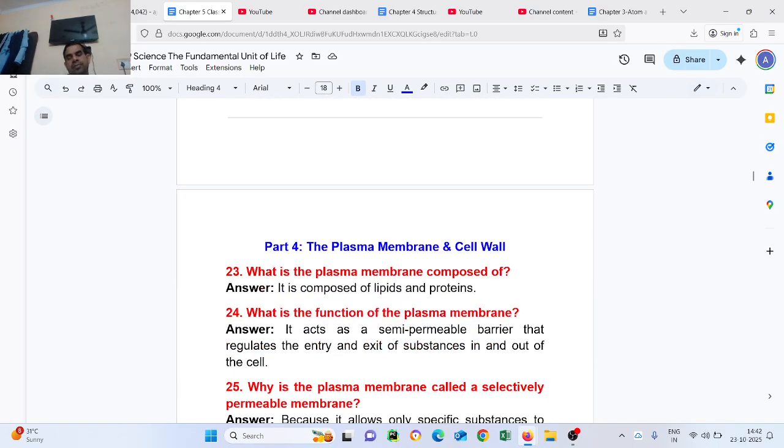Now move to part 4, the plasma membrane and cell wall related questions. Question number 23. What is the plasma membrane composed of? It is composed of lipids and proteins.